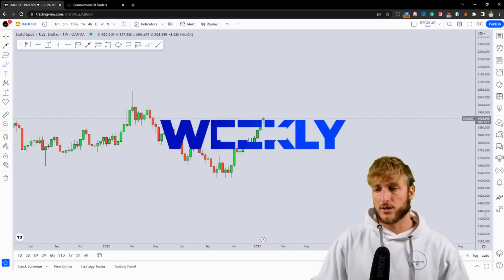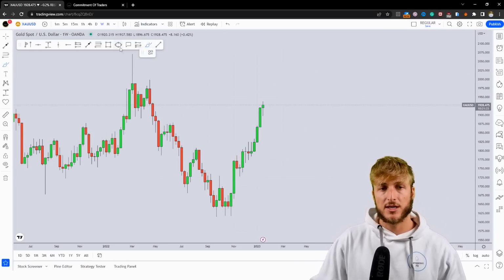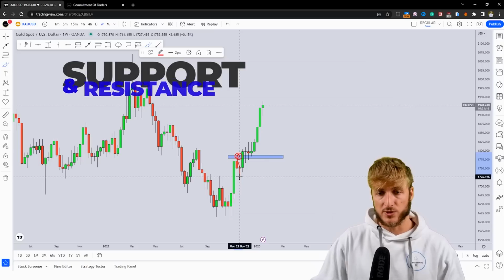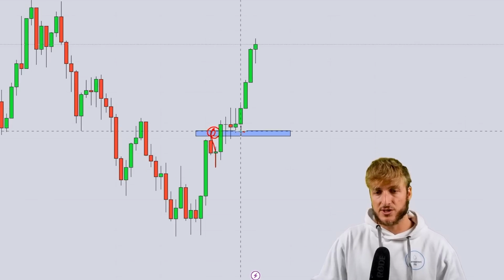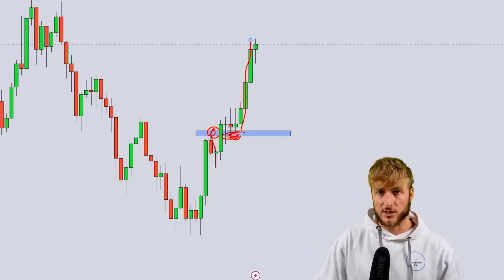Dropping down on the weekly time frame, what do we have? Now, from a weekly perspective, we can notice how the market has just rejected the previous weekly resistance turned support here. This was previous weekly resistance. The market broke it to the upside with this candle. At that point, the previous resistance was turned support. The market retested it and started rejecting it to the upside.